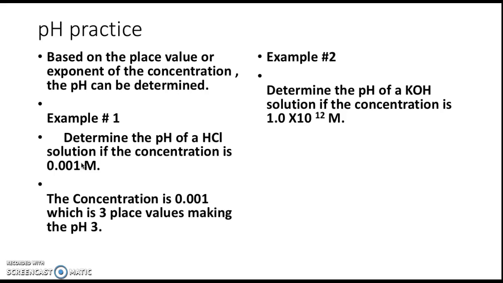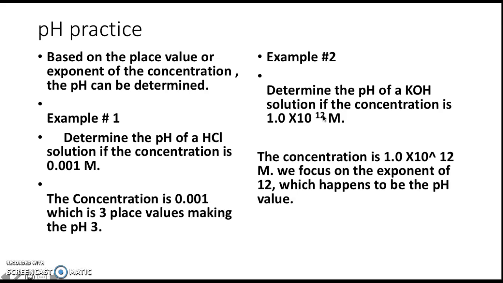So over here, determine the pH of KOH solution if the concentration is 1.0 times 10 to the 12 molarity. I'm going to look, because the 1.0 times 10 is also a base of 10 itself. I'm just going to look at the exponent to tell me what my pH would be, and my pH would be 12 because 1.0 times 10 is literally just 10, which is a base of, obviously, 10.